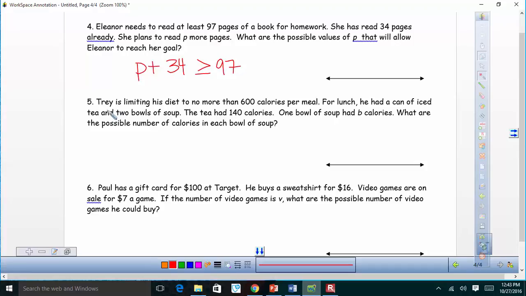you can do 34 plus P or P plus 34. I always like my variable to come first, okay? Then they want us to find the possible values of P. So if she's already read 34, we're going to subtract that from the total she needs to read. So P would have to be greater than or equal to 63. She still has a lot of pages to read. So she has to read at least 63 pages.